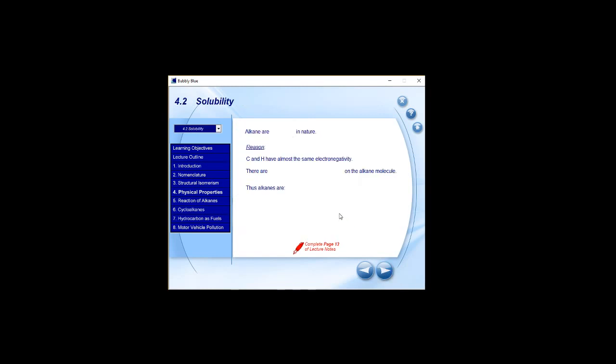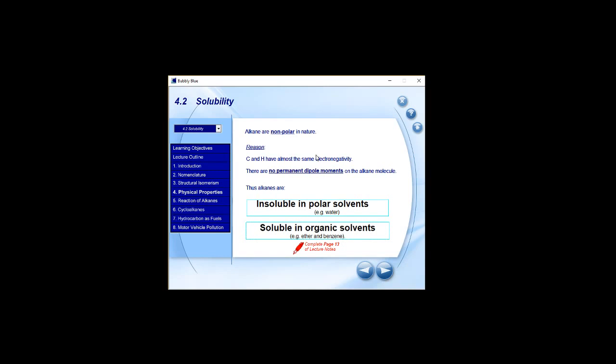The solubility of alkanes is related to its nonpolar nature. This is because the carbon and hydrogen in the alkanes have almost the same electronegativity. Therefore, there are no permanent dipole moments on the alkane molecule. As such, alkanes are insoluble in polar solvents like water, but they are soluble in organic solvents like ether and benzene.